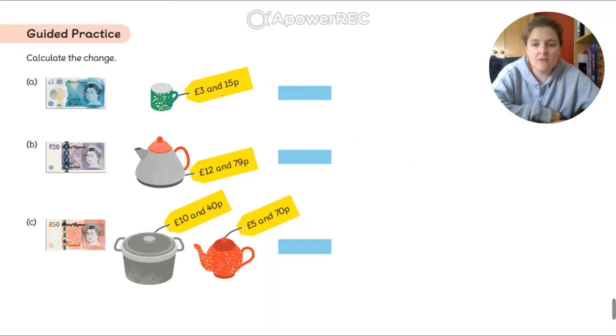Okay, so first of all, we have got £3.15 and we have got to get ourselves to £5. So I'm paying with a £5 note. I'm buying a lovely green teacup and it costs £3.15. I've got to figure out how much change I'm going to get. So from £3.15, I need to get to £5. So first of all, I'm going to get to the next pound coin. I'm on 3. I want to get to £4.